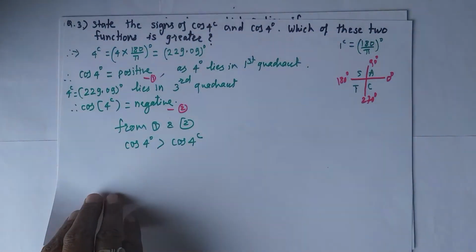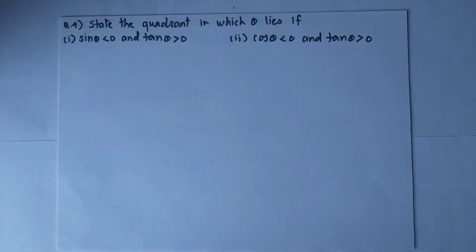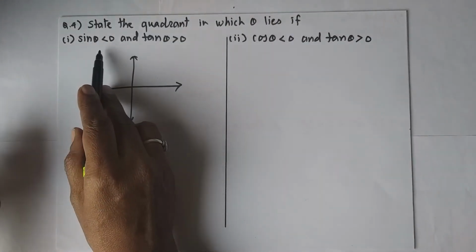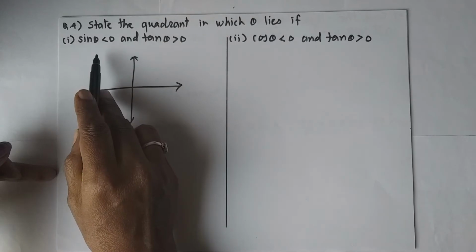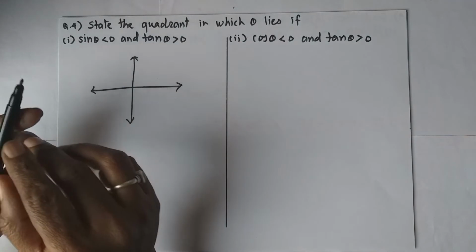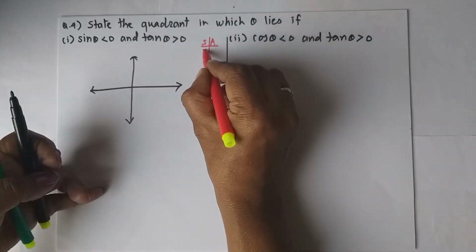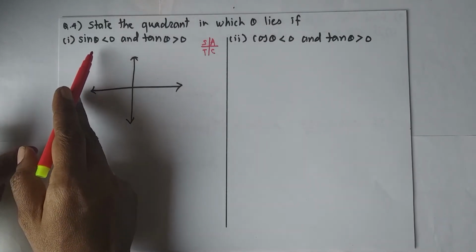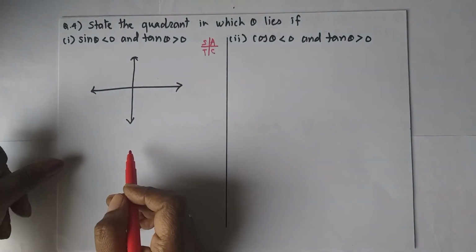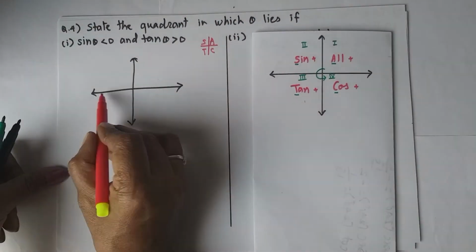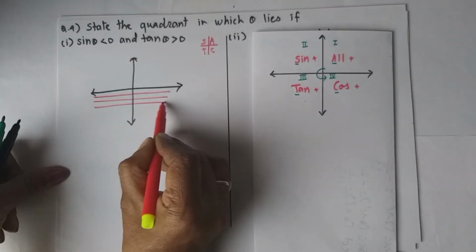Then we will solve the next problem. Now what is the fourth question? State the quadrant in which theta lies. For that we will draw the rough diagram. Sin theta less than 0 means sin theta is negative, and we know the formula: all, sin, tan, cos. Where sin theta is negative we will use this. Sin theta is negative in which quadrant? In this quadrant, sin theta is negative.